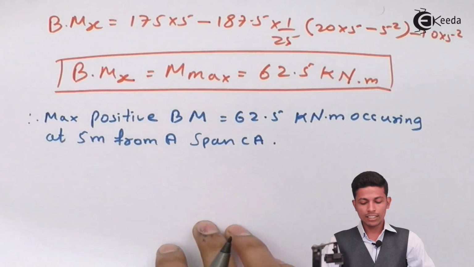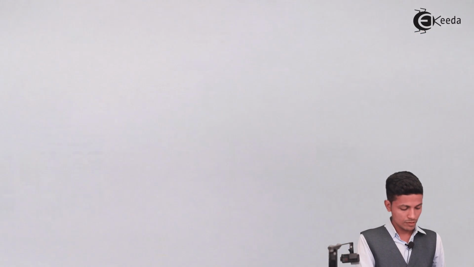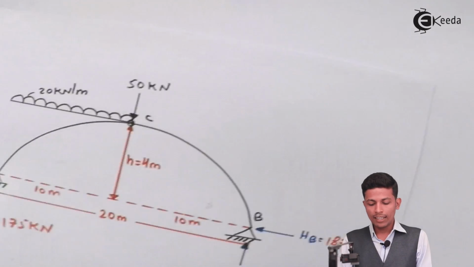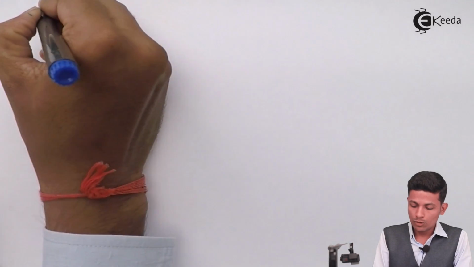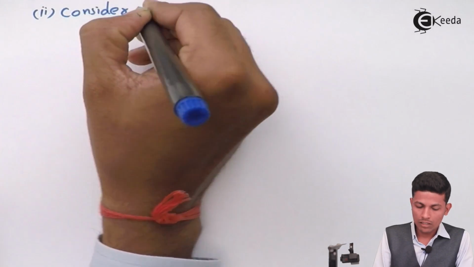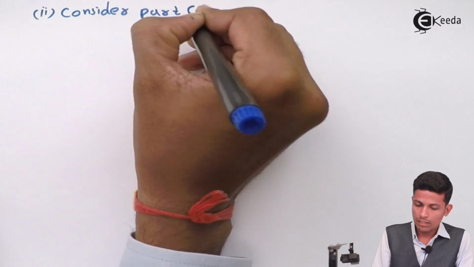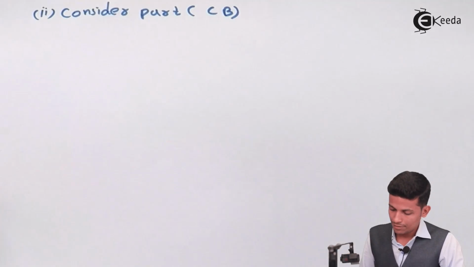Now let's take the other part. We have taken the A and C part, now take the B and C part. So consider part C and B, and draw the FBD of the CB part.